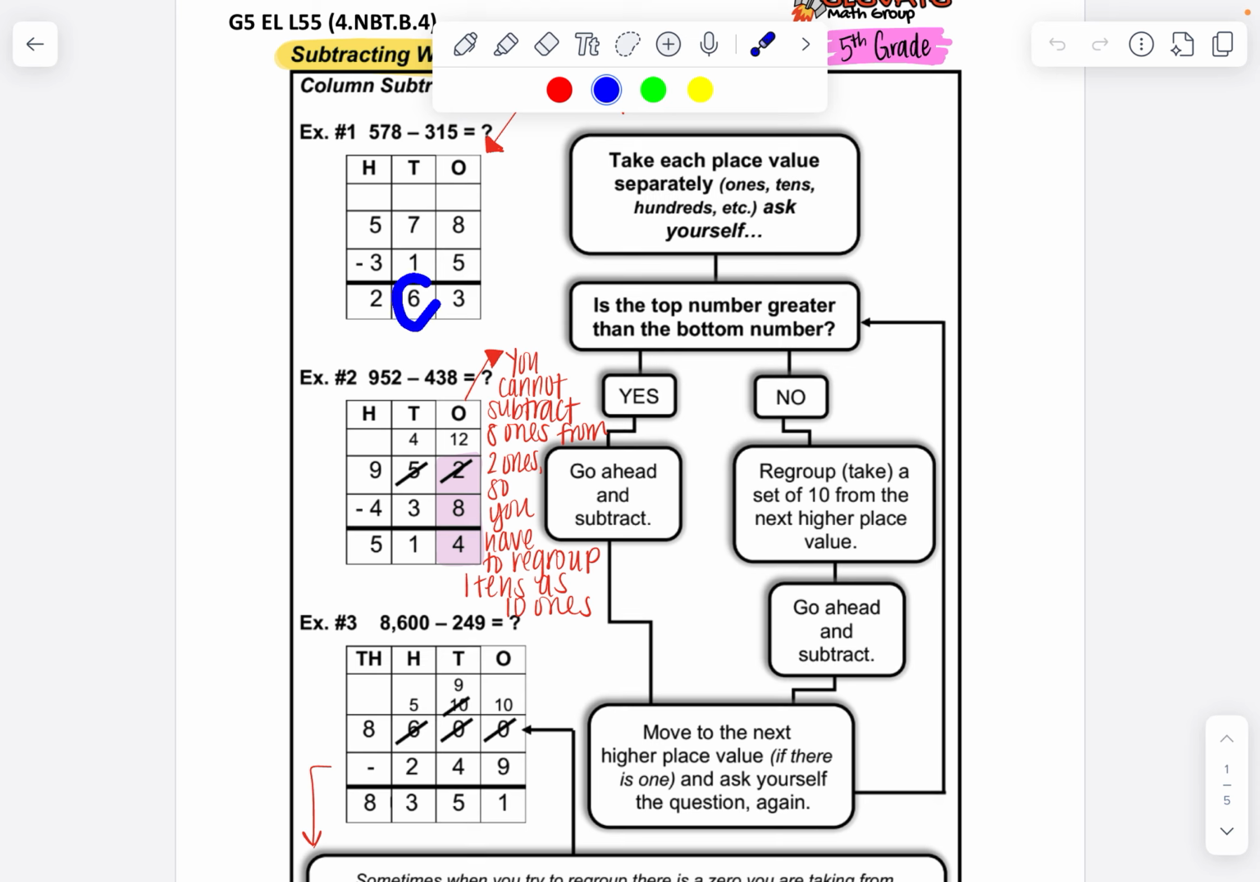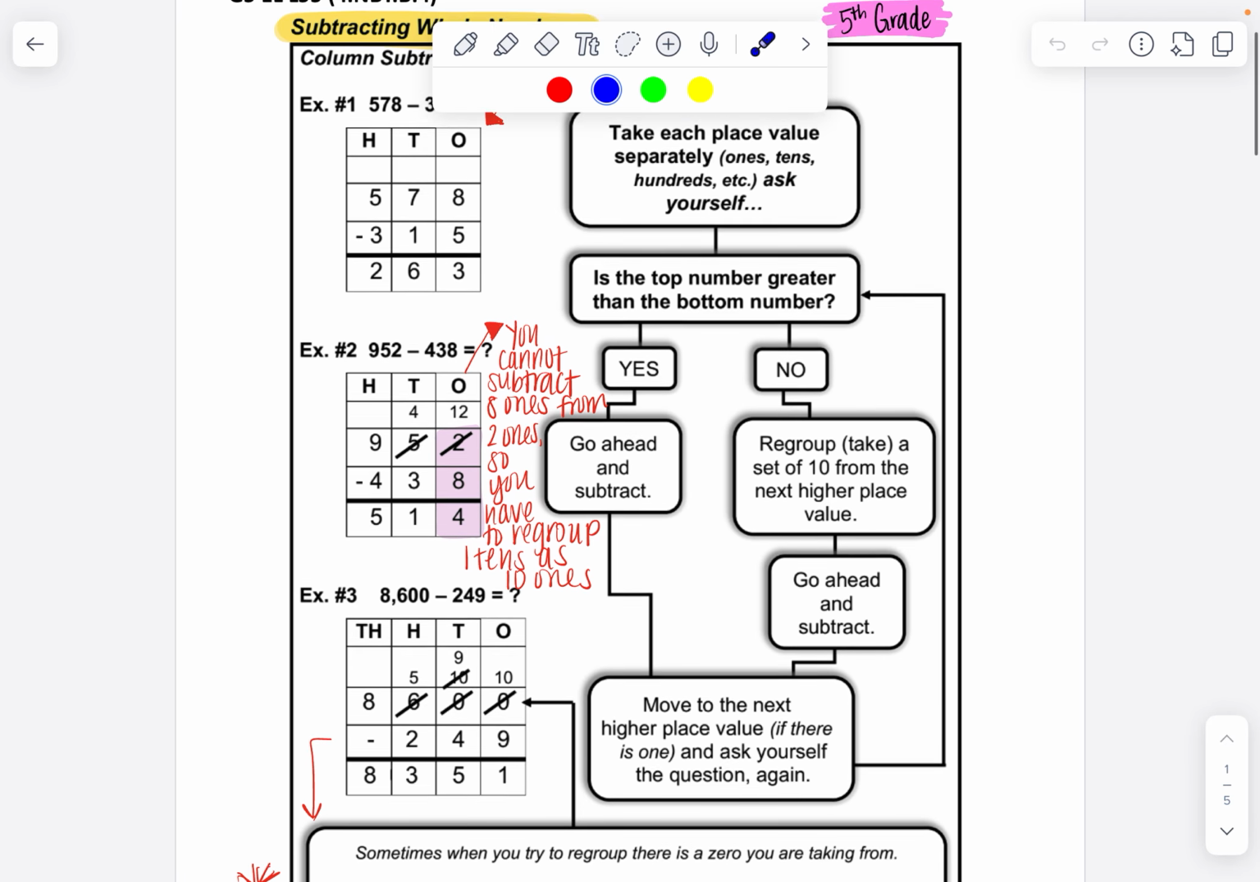So 7 minus 1 gives me 6. Great. Move to the next highest place value. Is the top number greater than the bottom number? Yes, it is. So then I can go ahead and subtract. And I get 2, giving me a total answer of 263.